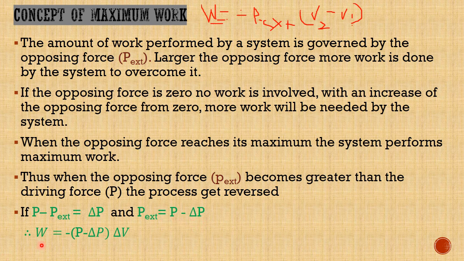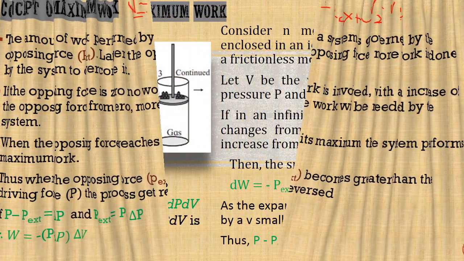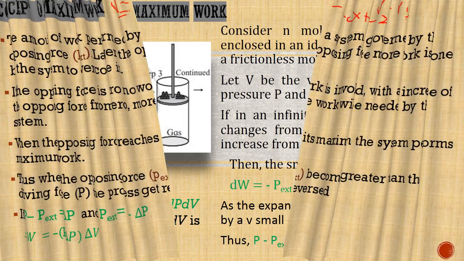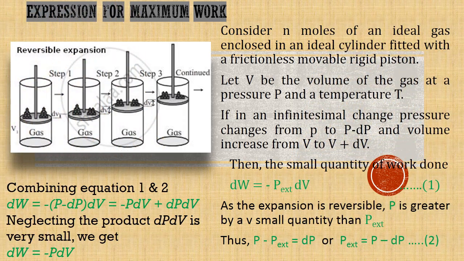Therefore W, the work done by the system on the surroundings, is equal to minus, putting this Pext into this expression, W is equal to minus (P minus delta P) into delta V, that is V2 minus V1. This is the expression for the maximum work.